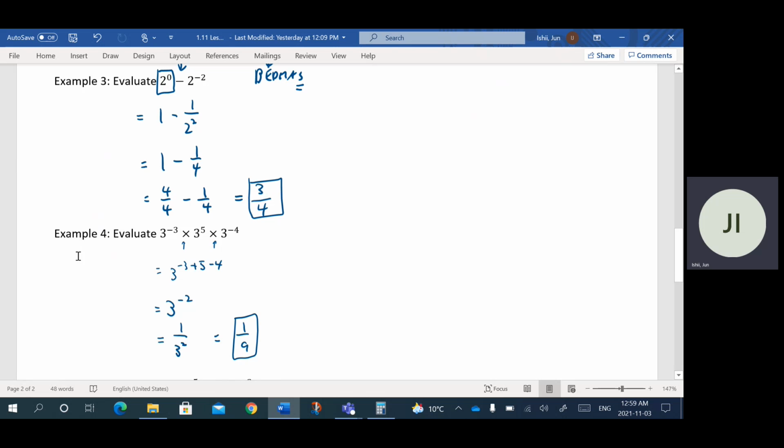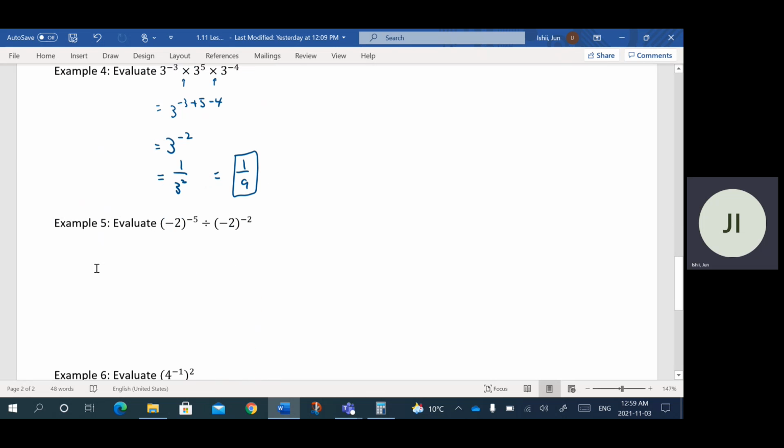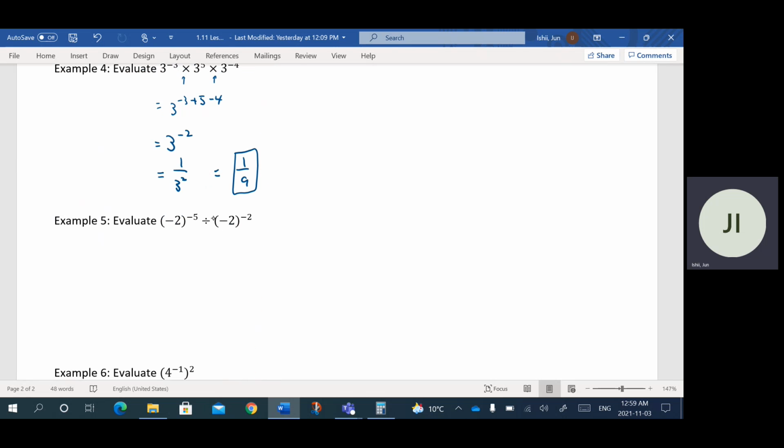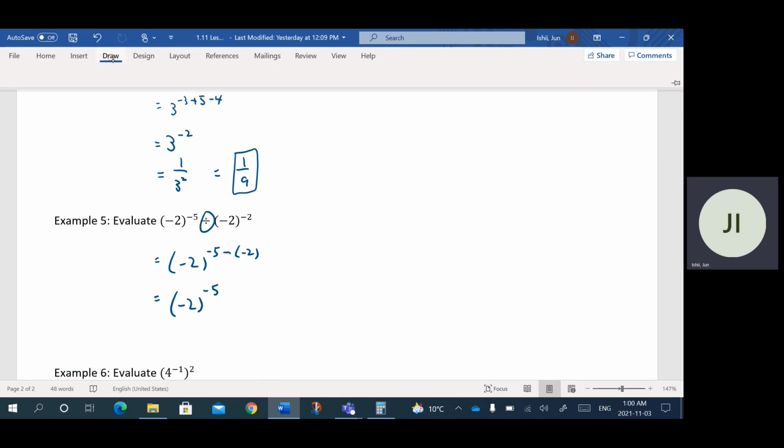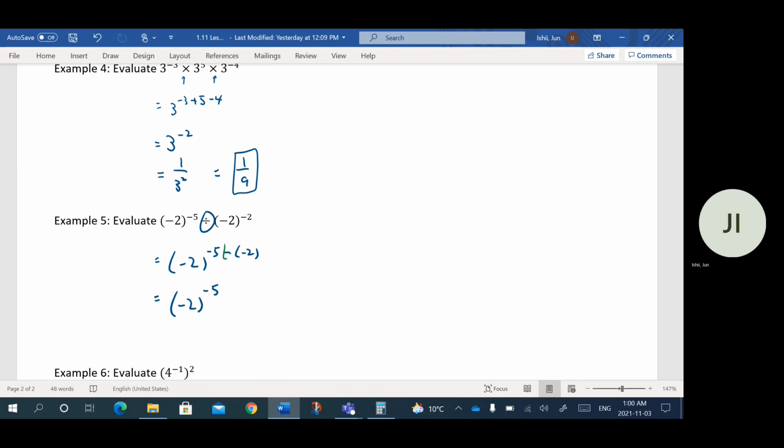Hopefully that makes sense. All right, so let's go on to the next. This is kind of similar to the previous example, actually. All right, so this is going to equal -2, but since we're dividing, we're going to subtract the exponents, right? So this is -5 minus -2. Okay, so this is -2 to the power of -5. Now, if I'm subtracting a negative, these actually change to a positive. Right? So this is actually going to be +2.